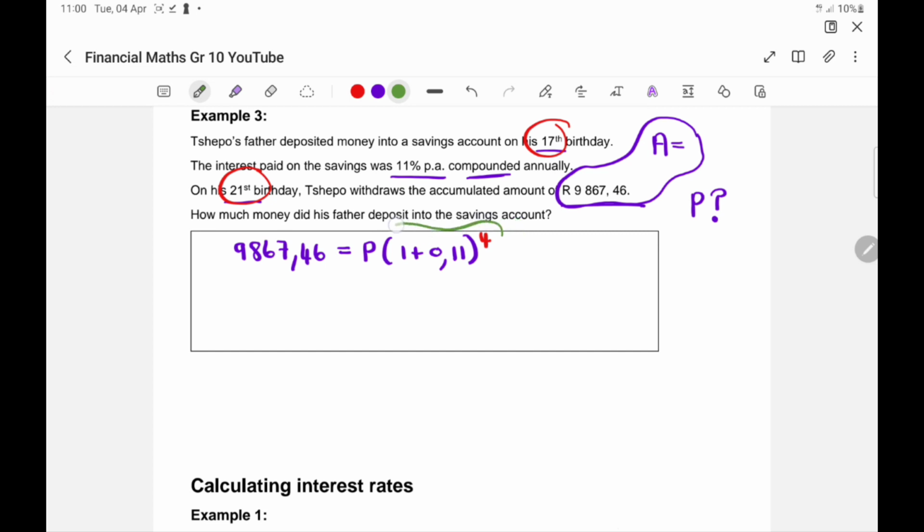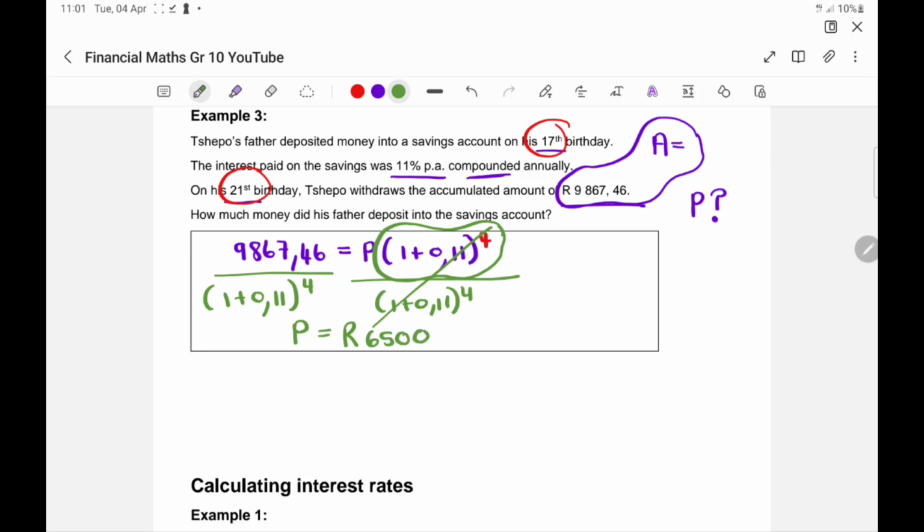Okay, now for this answer over here, you divide away the 1,11 all raised to the power 4 to cancel that out to get your P alone. But what you do on the one side, you have to do on the other side. And if you do that, you get that your P value, the amount that the father put in originally, was 6,500 Rand rounded off.